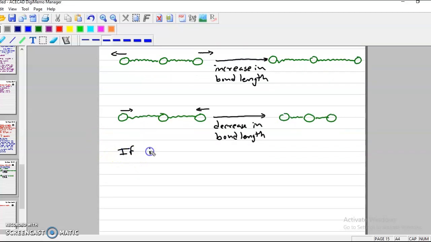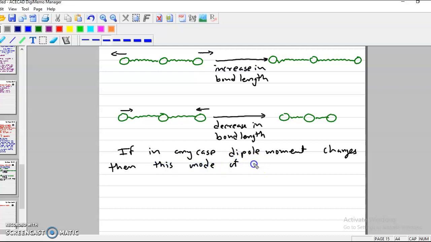If in any case dipole moment changes, then this mode of vibrations is IR active. Otherwise, this can be IR inactive.